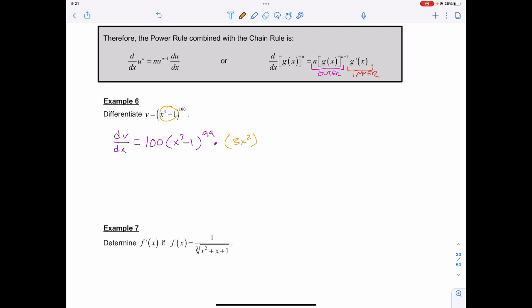So in this case, the outer is just using the power rule for the brackets. The inner is actually just taking the derivative of what is inside of those brackets. And then we're just going to simplify. I'm going to have 300x squared times x cubed minus 1 to the power of 99. And that's my answer.